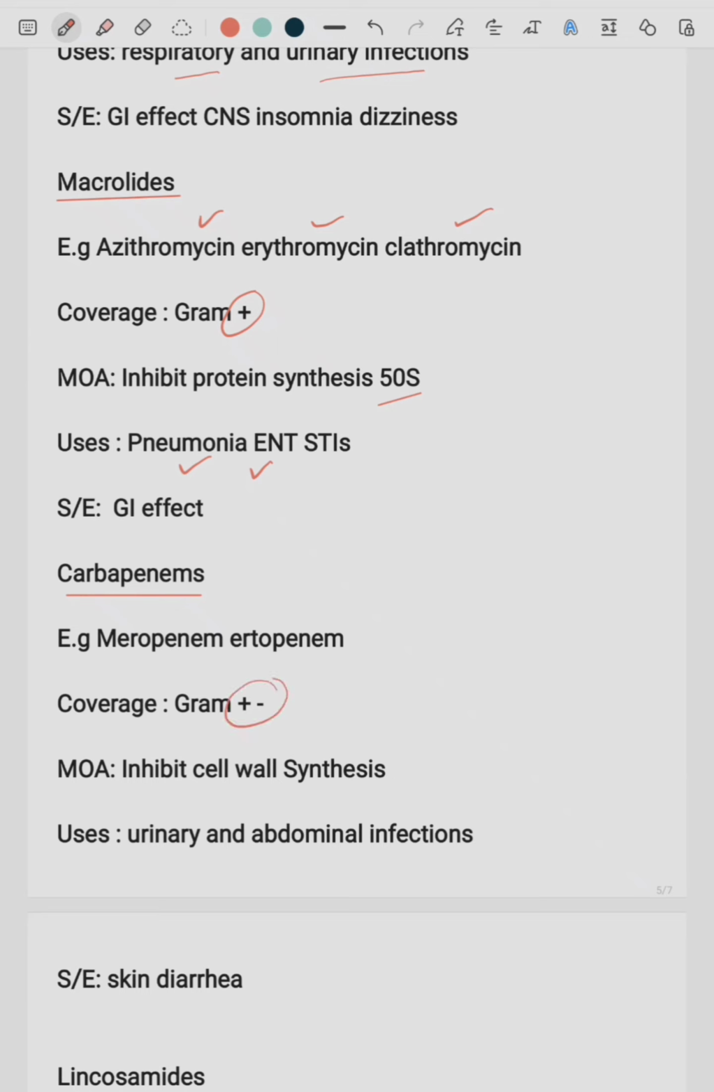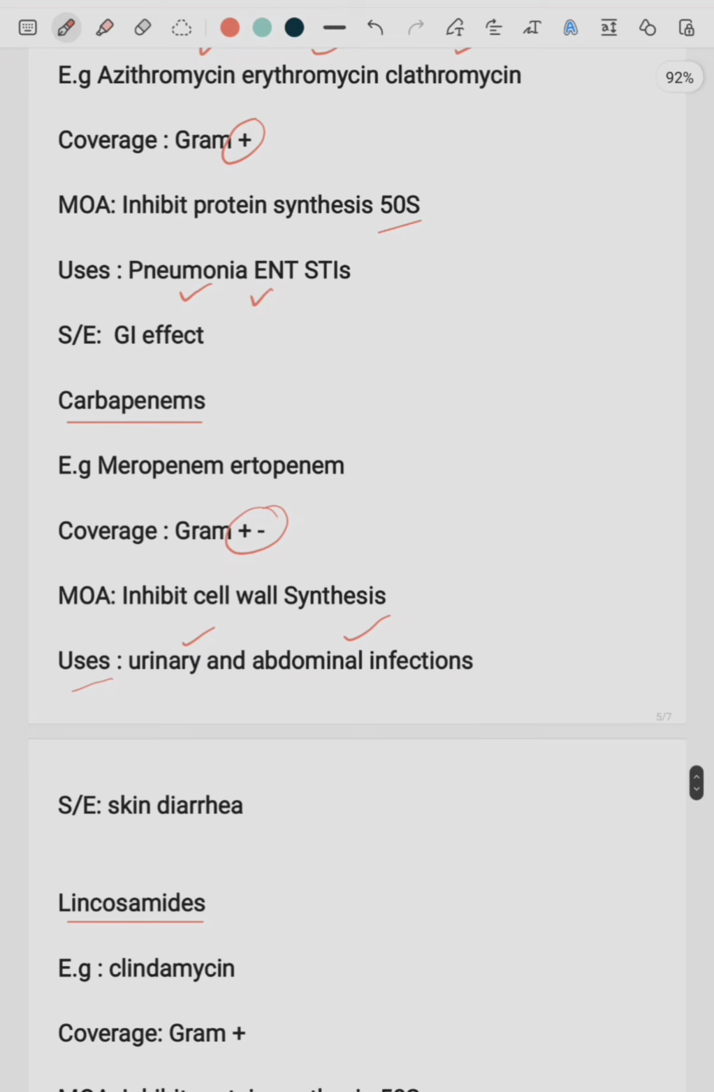Carbapenems examples are meropenem and ertapenem. Coverage is gram positive and negative, and they inhibit cell wall synthesis. Uses are urinary and abdominal infections, skin, and diarrhea. These are the side effects of the carbapenems.